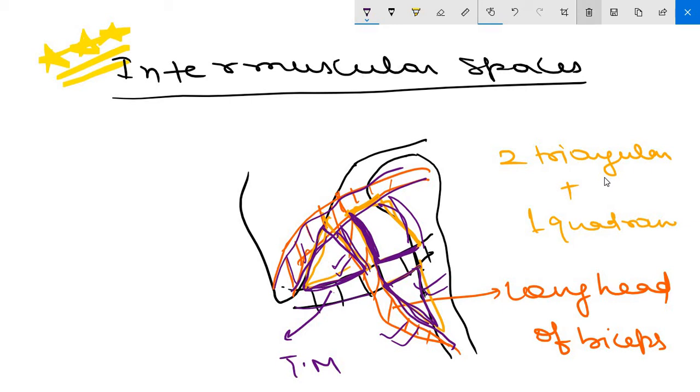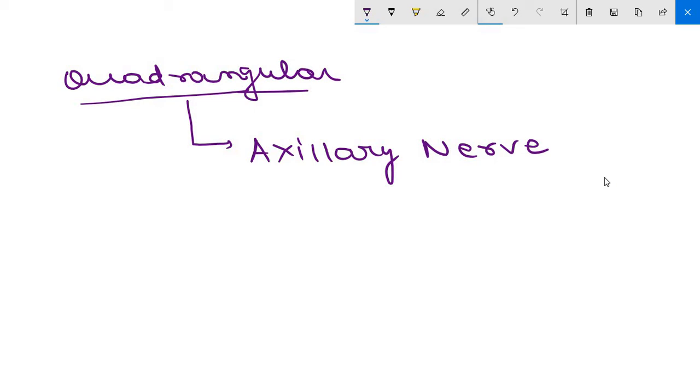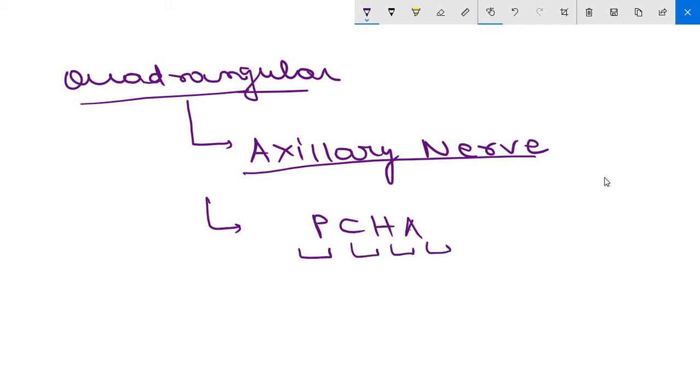Clear? Now coming to the contents of these spaces, very important. First, the content of the quadrangular space. The content of the quadrangular space is the axillary nerve, because the axillary nerve has to supply the deltoid muscle, whose insertion is at the humerus. The space closest to the deltoid is the quadrangular space. So the axillary nerve passes through that, and along with it one vessel, the PCHA, posterior circumflex humeral artery, a branch of the axillary artery.